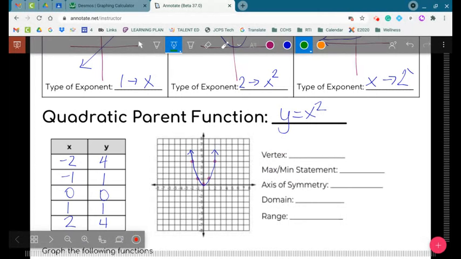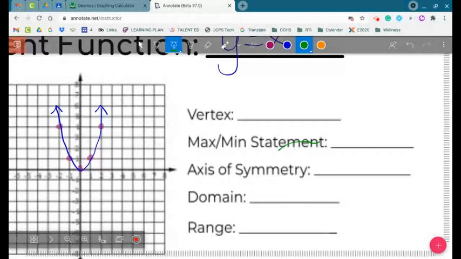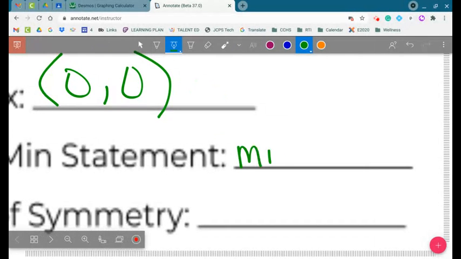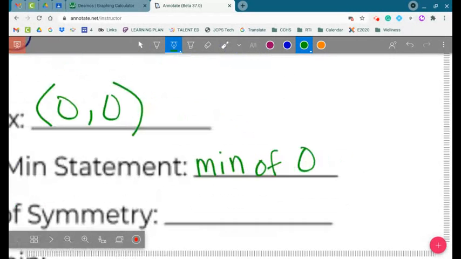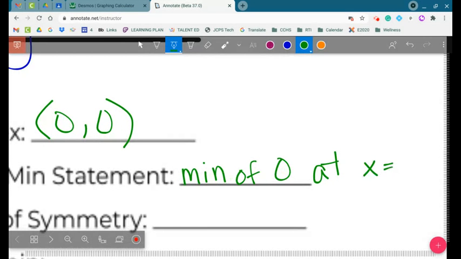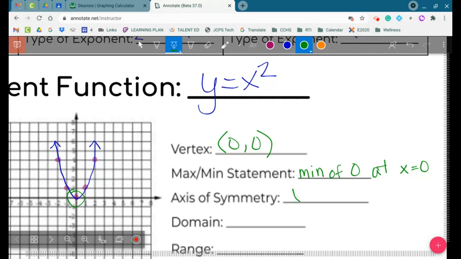If you remember, this is just going over our characteristics. Our vertex is the bottommost or topmost point. So for this one, our vertex is 0, 0. Max and min statement: this is a min, since it's the bottom. It's a min of 0 at x equals 0, which is our axis of symmetry. Our axis of symmetry is that imaginary middle line, so it goes right down at x equals 0.